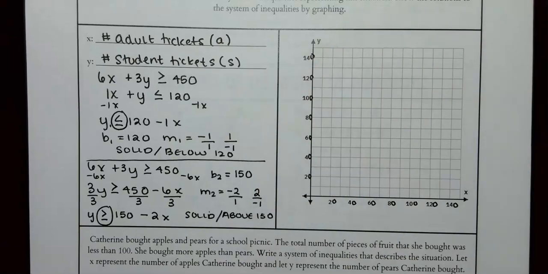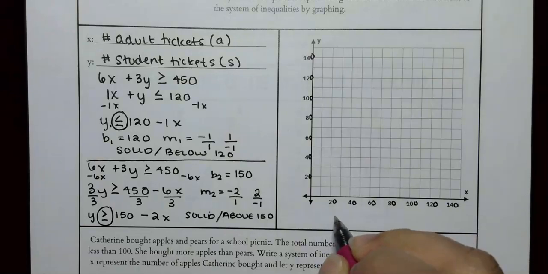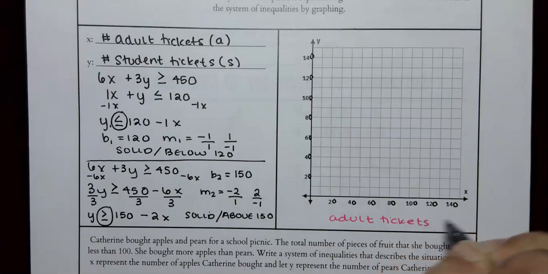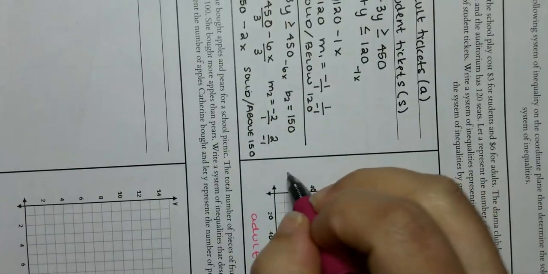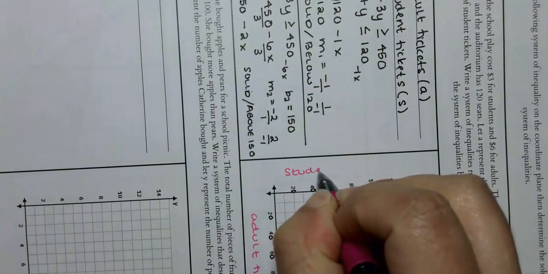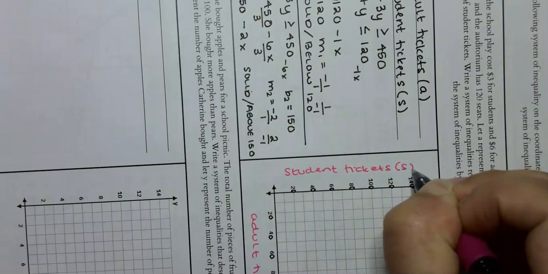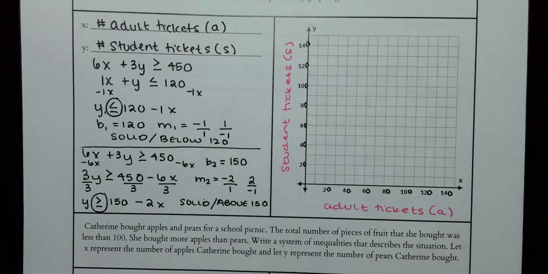I am going to ask you to label our graph here, our x. This is our x-axis right here. So we're going to say adult tickets. And don't forget to put an A to represent the A from the problem. Alright, I have a hard time writing sideways, so I'm just going to flip this over and put student tickets. And I'll put S, so you know that we're talking about the S. Alright, so we are now ready to graph.